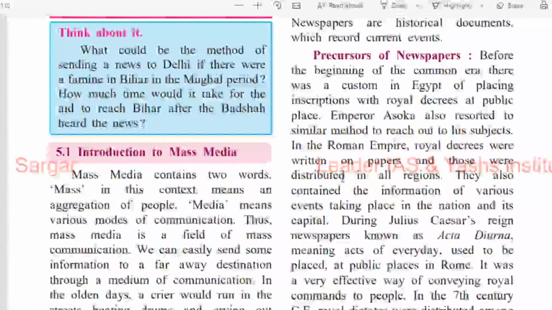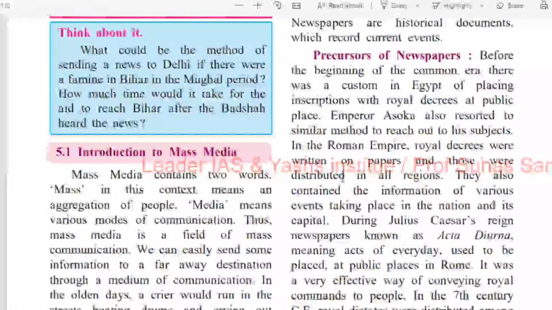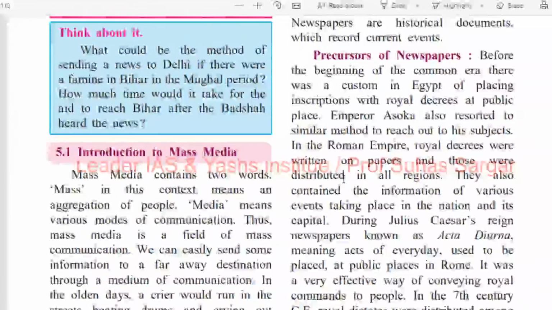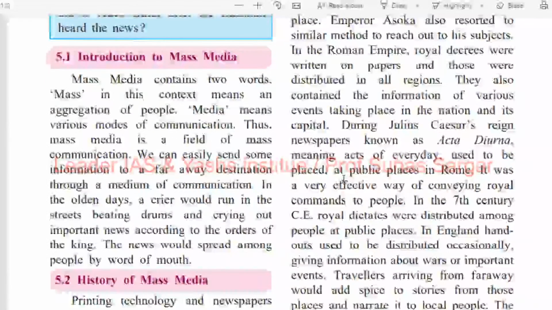Precursors of newspapers. Before the beginning of the Common Era, there was a custom in Egypt of placing inscriptions with royal decrees at public places. Emperor Ashoka also resorted to similar methods to reach out to his subjects. In the Roman Empire, royal decrees were written on papers and those were distributed in all regions. They also contain the information of various events taking place in the nation and its capital.